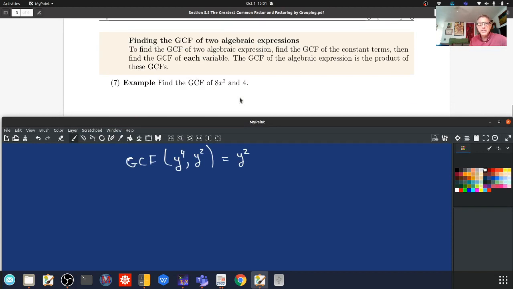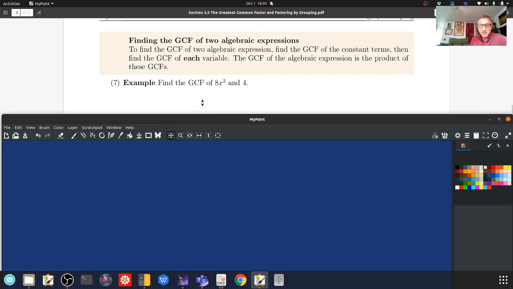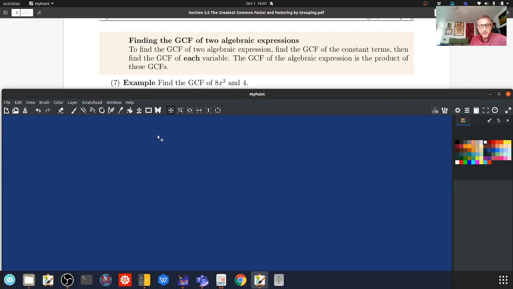So, finding the GCF of two algebraic expressions, part 1. To find the GCF of two algebraic expressions, find the GCF of the constant terms, then find the GCF of each variable. The GCF of the algebraic expression is then the product of these GCFs. So really, this is quite simple. Lots of you don't need these formal rules. It seems like the GCF is something that everyone gets.